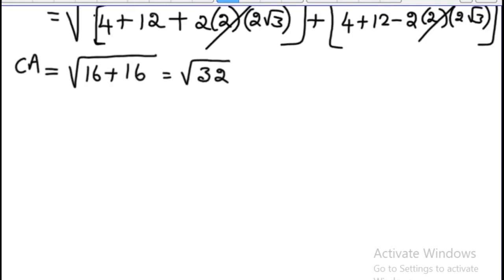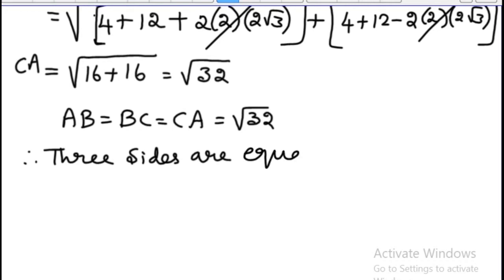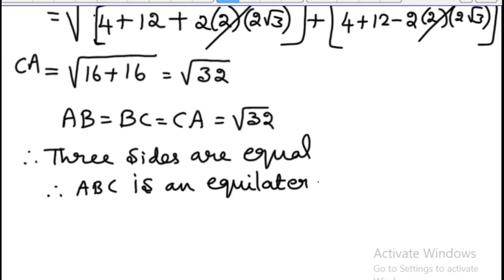Okay, therefore AB is equal to BC is equal to CA, that is equal to root 32. Therefore three sides are equal. Three sides are equal. Therefore ABC is an equilateral triangle.